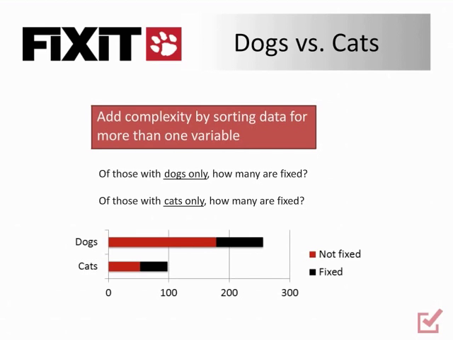For example, let's say you want to consider only those that are caring for dogs. How many are fixed? And in contrast, if we consider only those that are caring for cats, how many of those are fixed? You can get to the heart of the messaging by narrowing down things in a way to zero in on what specific groups are thinking or doing. Do dog owners act or think differently than cat owners?